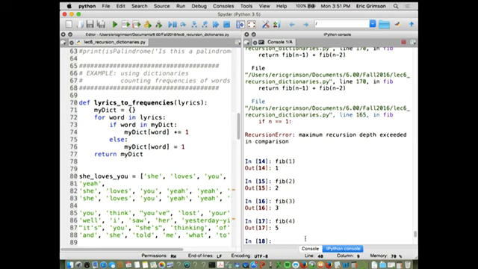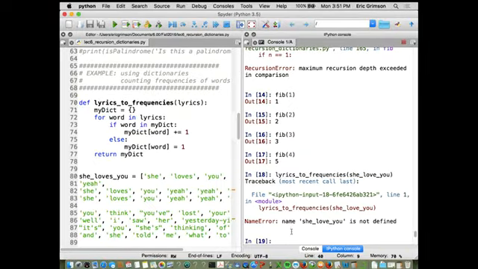So let's see what happens if we call it. And we say lyrics to frequencies of she loves you. And it would help if I can type. All right, we'll try it one more time. Lyrics to frequencies. She loves you.